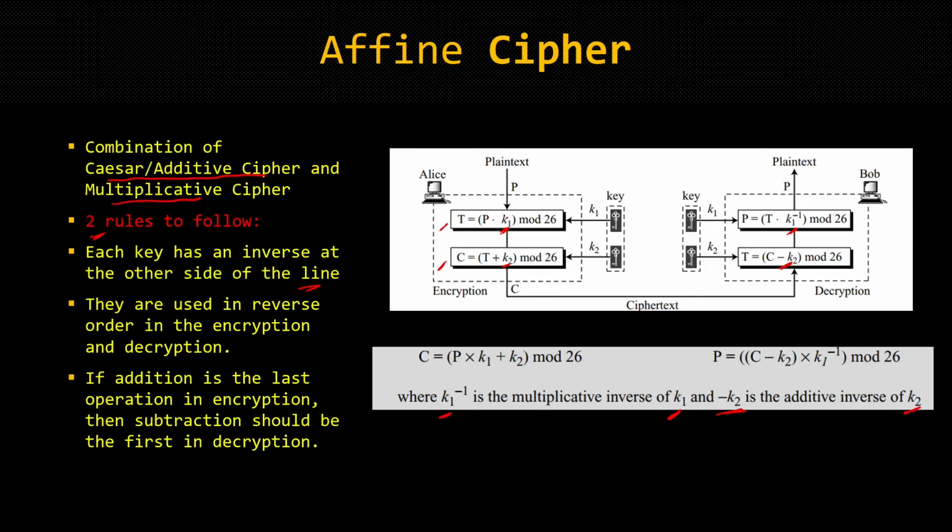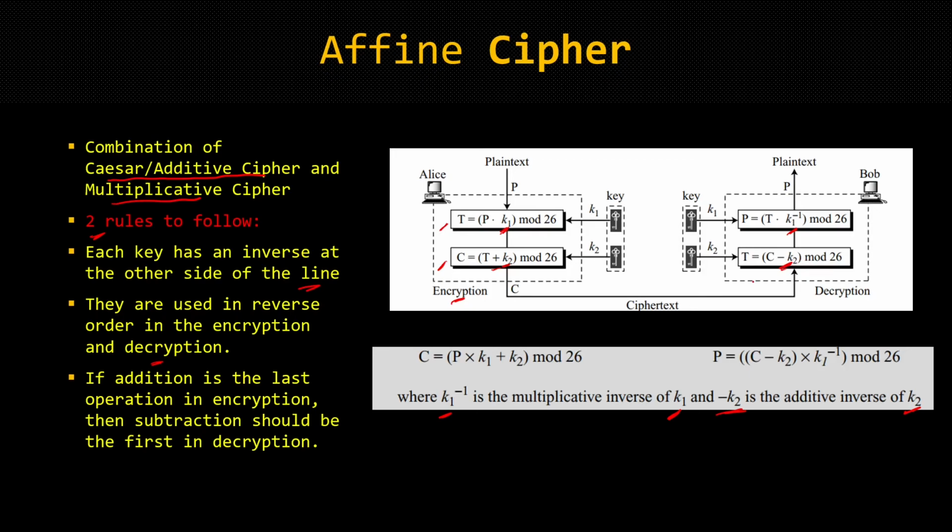So each key that we are using in our encryption should have an inverse at the other side, which means at the decryption end it should have a key which is the inverse of the key that we are using in encryption. Now they are used in reverse order in the encryption and decryption. So for example, if addition is the last operation in encryption, then subtraction should be the first operation in decryption. Similarly, if multiplication was the last operation in our encryption, then in our decryption, the multiplicative inverse should be the first operation.